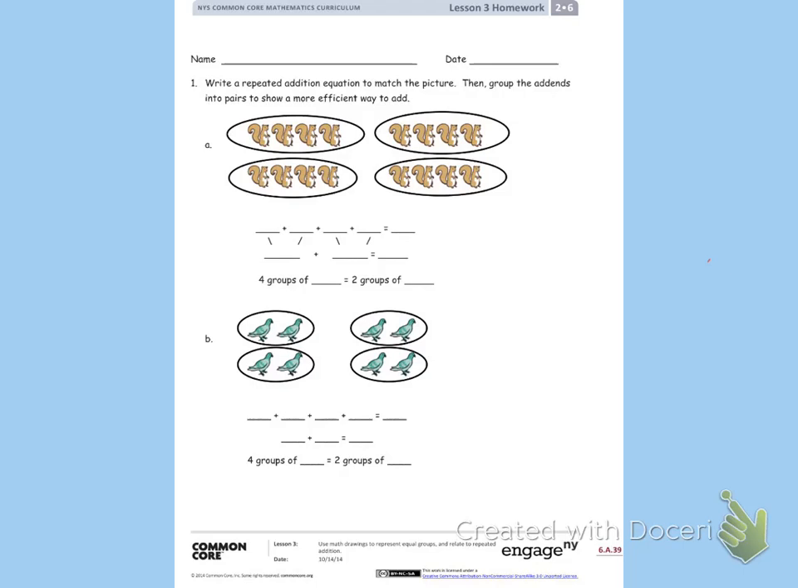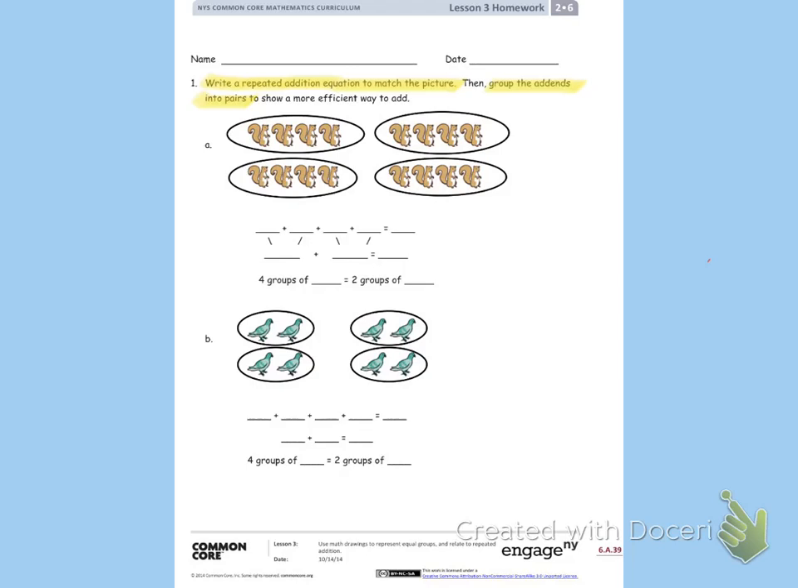Write a repeated addition equation to match the picture, then group the addends into pairs to show a more efficient way to add. I think it is important to know that I'm supposed to write a repeated addition equation that matches the picture, so I better highlight that sentence. I think it's also important to remember to group the addends into pairs. And if there are addends, that means we're adding, so I don't need to highlight the rest of the sentence.